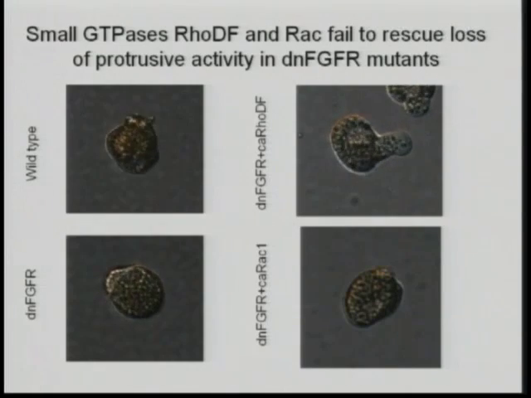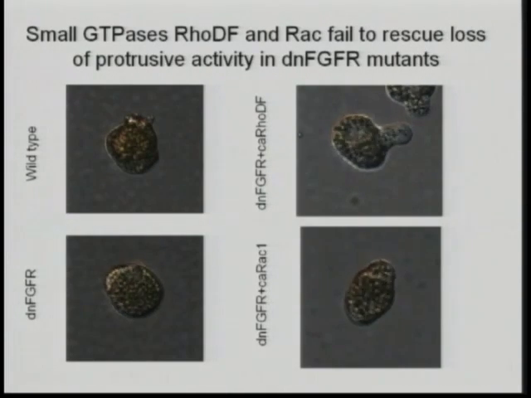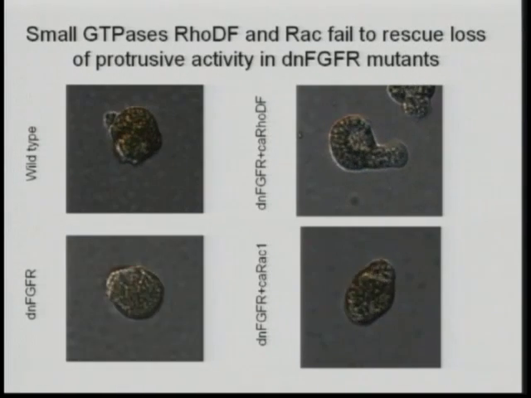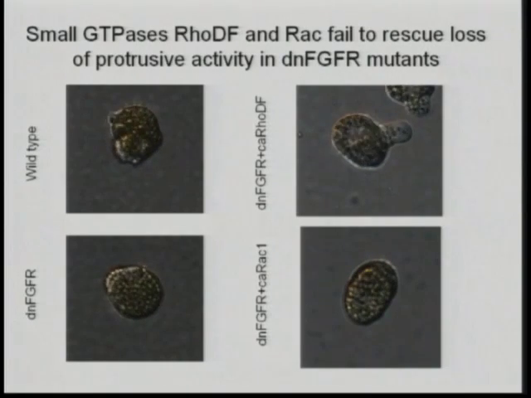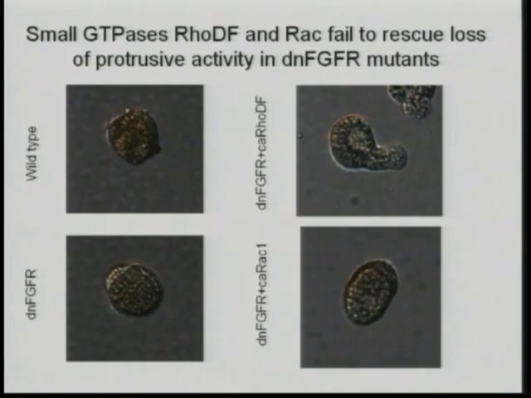And similarly, when RhoDF is transiently upregulated, I tested another Rho GTPase, called RAC1. It's also an important regulator for this process, and it doesn't rescue the phenotype either. So this tells us that RhoDF is probably not regulated by the FGF pathway, and the loss of the protrusive phenotype cannot be explained by RhoDF regulation.